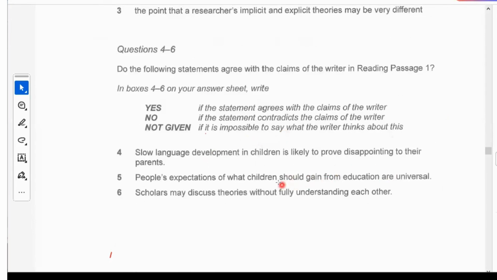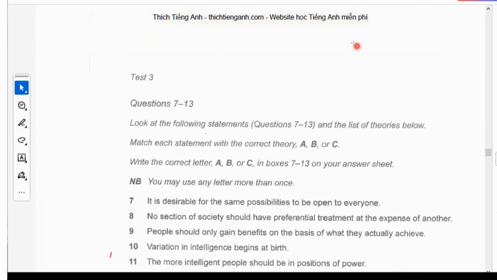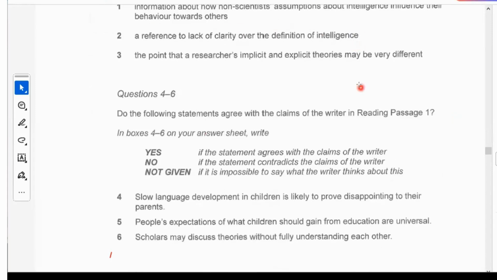Okay, now let us analyze and break it down. People's expectation of what children should gain. What children should gain is basically referring to what? Intellectual performance. How well a child performs intellectually. The performance of a child is developed in school. That's it. So what a child should gain in school. Now, the final part of that statement is what?